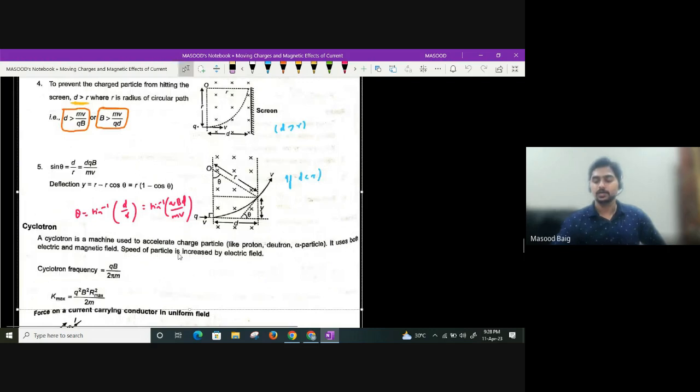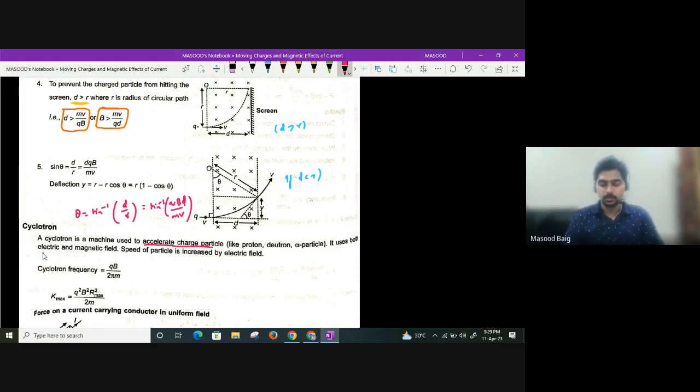In the same manner, we have a device which works on the first case of force acting on a moving charge, guys. Right? Cyclotron is a device which is used to accelerate charged particles, guys. It will be using both electric field and magnetic field. What is the use of the electric field? The electric field will increase the speed of the charged particle. What will the magnetic field do? It will ensure that the charged particle performs circular motion. So the speed of the charged particle will be increased by the electric field. And what will the magnetic field do? It will ensure that the charged particle is performing circular motion. Clear?